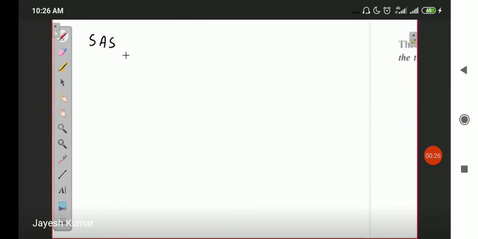SAS congruency. SAS is side, angle, side congruency. Side angle side congruency is the congruency in which for any two triangles, if two sides are equal and the angle between them is also equal, angle between them means the angle should lie between the sides. The angle should lie between the equal sides. Okay.